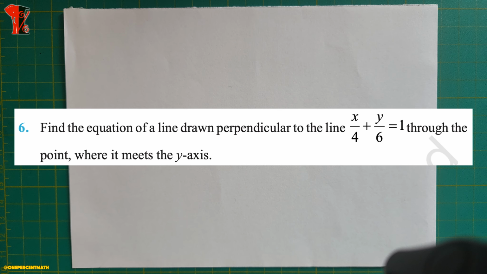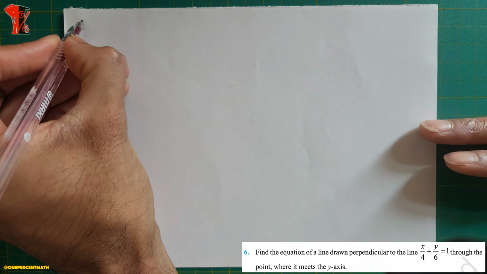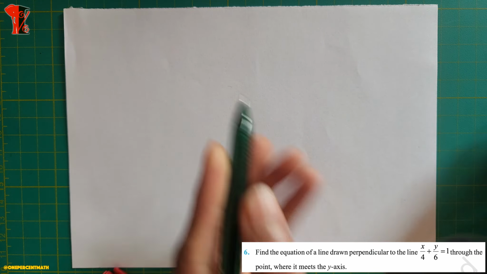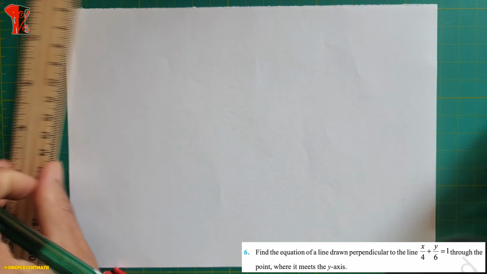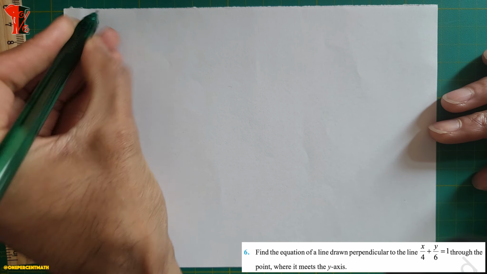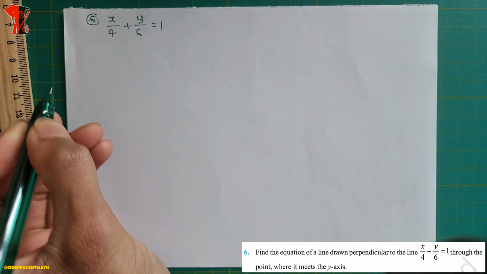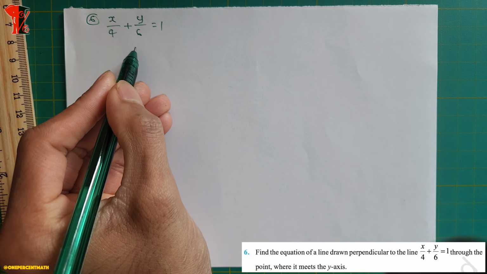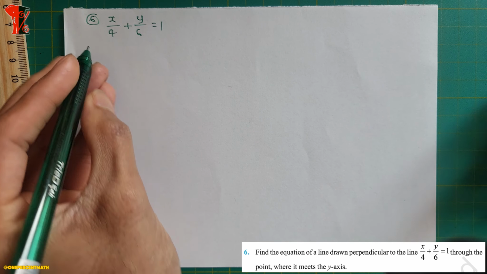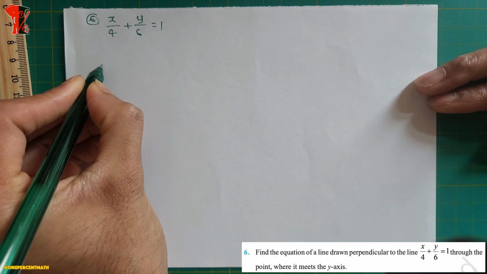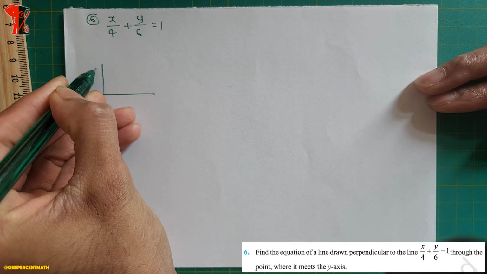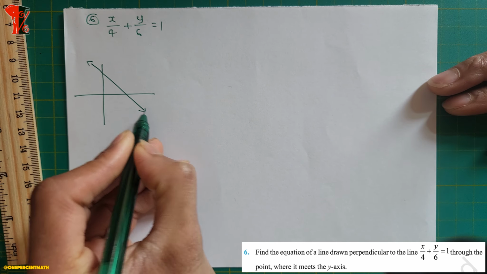What does it say? Find the equation of a line drawn perpendicular to the line x by 4 plus y by 6 is equal to 1 through the point where it meets the y-axis. According to question number 6, the equation given is x by 4 plus y by 6 is equal to 1. And this equation touches the y-axis. That means this represents a line, correct? So if I draw a rough diagram, imagine this is the line given.